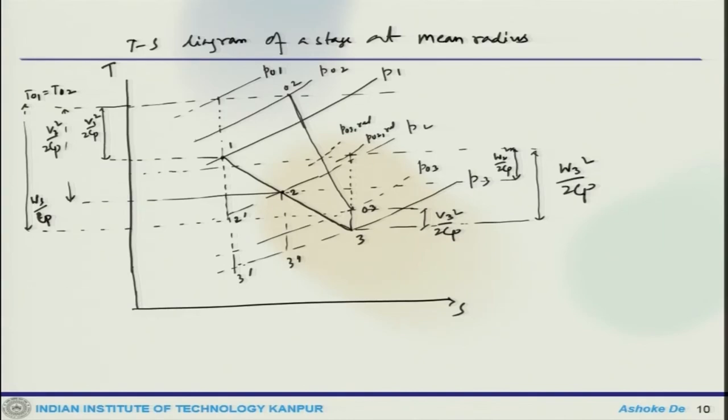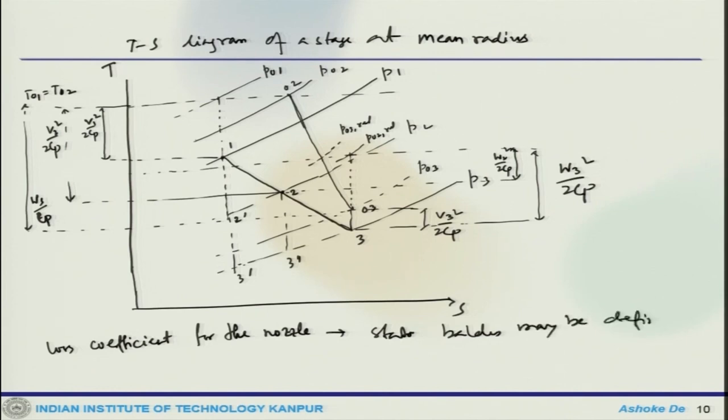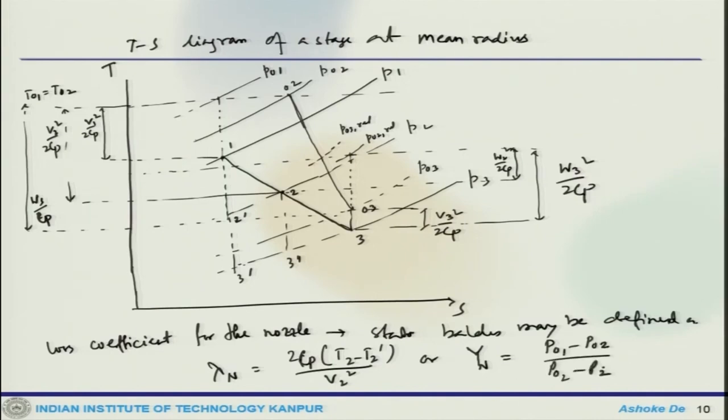So, this is the complete diagram of that. The loss coefficient for the nozzle, that is the stator blades, may be defined as lambda N equals Cp (T2 minus T2 prime) by V2 square by 2, or YN equals (P01 minus P02) by (P02 minus P2).